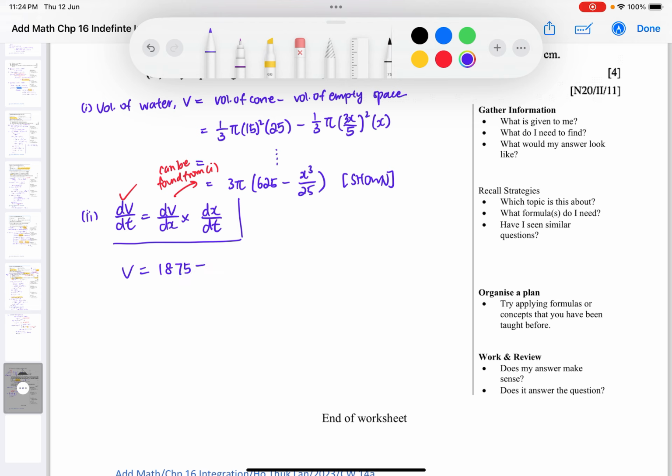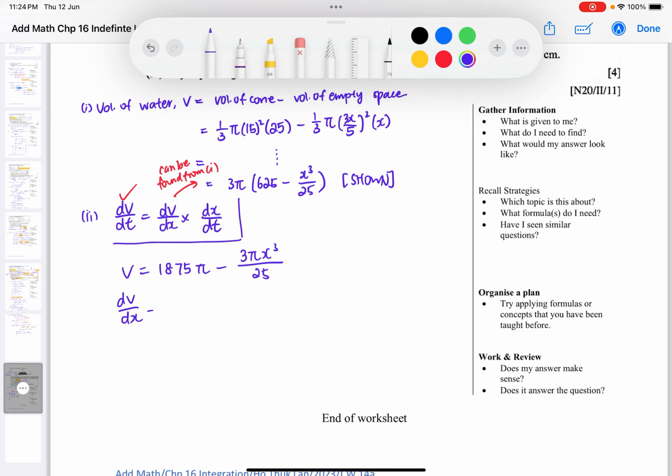1875 pi? I think so. It doesn't matter, right? Actually, why am I even bothering to do this? It is a constant. Okay, so if I expand, I'll get this. Please don't use product rule. 3 pi is a constant. Okay, so you can just expand and after that differentiate it. Right? Don't need to bother to use product rule.